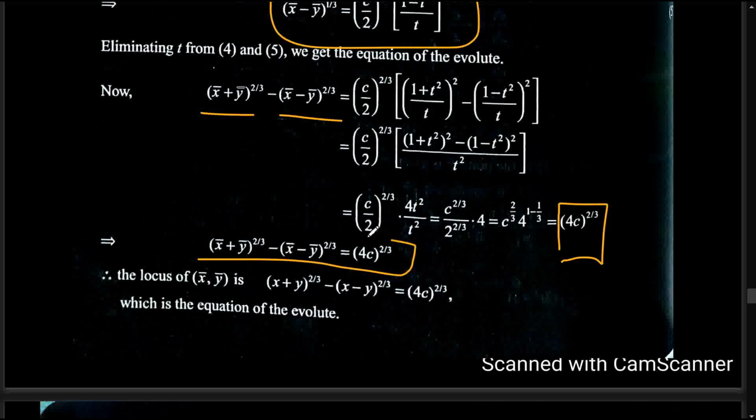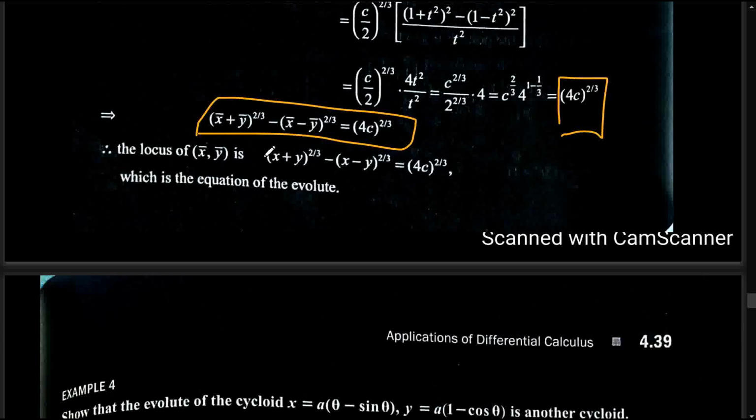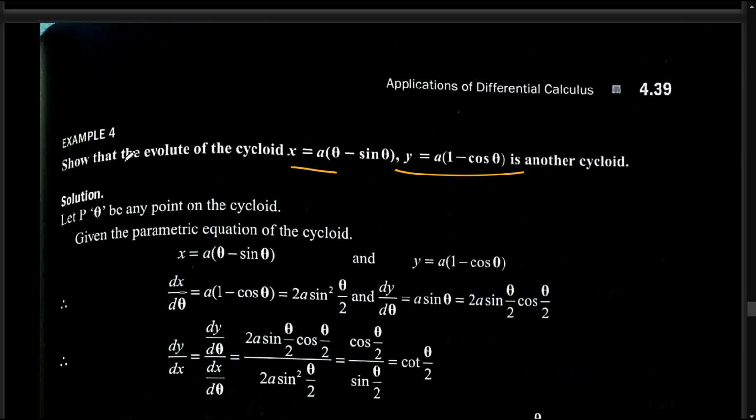Without taking arbitrary points we can also do it, but many x's and y's, many variables will come. It makes a messy problem. You may probably end up with wrong answers. That's why these arbitrary points are taken, to solve it easily. So now another question: show that the evolute of a cycloid.